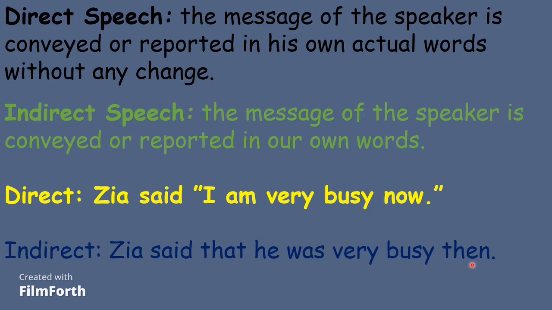Now children, just look at the changes that you've made. You have removed the quotation marks. Instead of that, you've said "that." And then instead of "I am," you said "he was." Here it has become past tense. "Was very busy." Instead of "now," you have said "then." So let's discuss some easy tips that you should be remembering in order to convert direct into indirect speech.